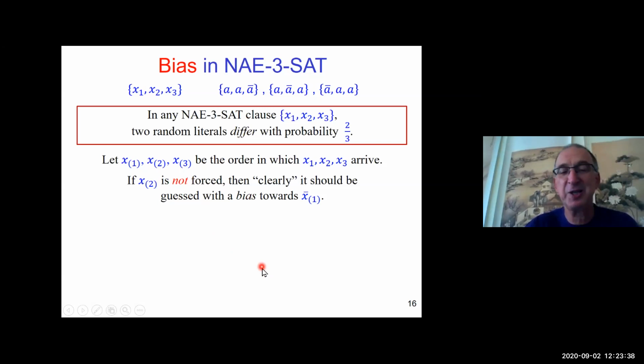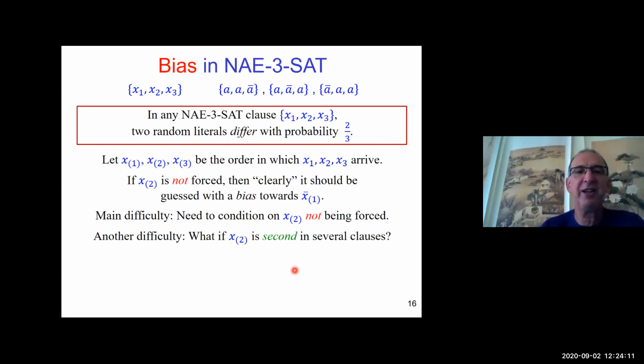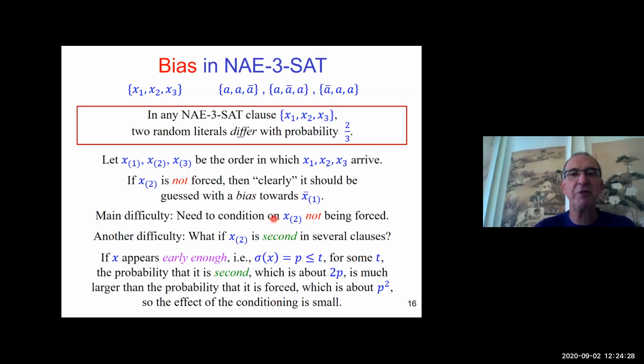Now, this is true in general, but clearly there are quotes because there is some small print. We need to condition on x2 not being forced. It's true that x2 with probability 2/3 would be different from x1, but we're only gaining from cases in which we're actually having to guess x2. If x2 is forced, we don't gain anything. So we need to show that we actually gain something. That's one difficulty. The other difficulty is, what happens if x2 is the second variable in several clauses? Then which clause do we use? So this seems to be a good thing, but it complicates the analysis, so we have to take care of that. But let me just very quickly explain the general idea of solving the main difficulty. How do we get rid of or control this conditioning?